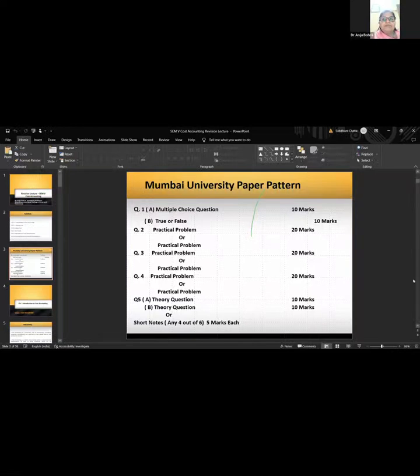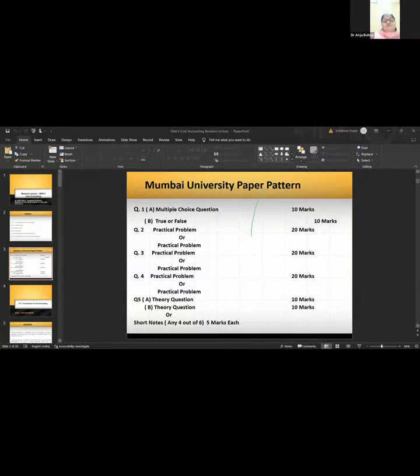Now question number 2 will be your practical problem. Now this practical problem will come from any chapter. There is no saying that question number 2 will be of cost sheet or of material cost. Anything, order can be anything. So question number 2 will be a practical problem, and there will be an internal choice in question number 2, one practical problem, और उसके ऑप्शन में भी आपके सामने practical problem होगा.